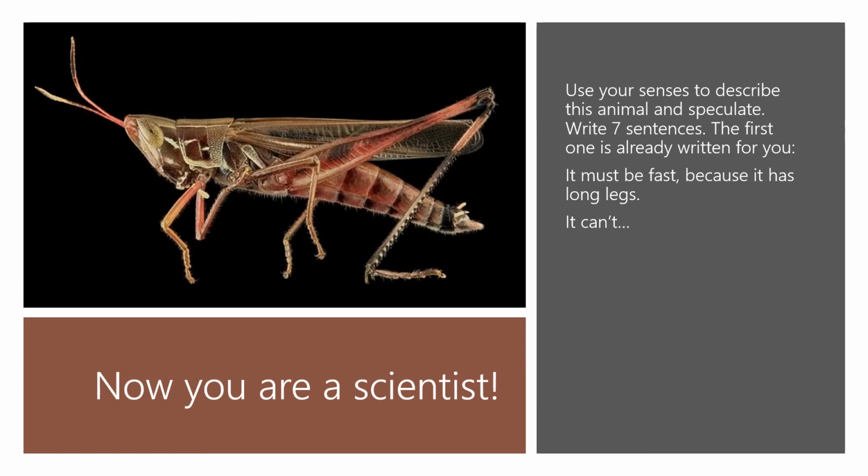Some more scientific work for you now, and this is your homework. What you have to do is analyze this animal that you can see. Use your senses to describe it and speculate. Write 7 sentences, and the first one is already written for you. It must be fast because it has long legs. It can't. Now please continue and speculate as much as you can and give plausible explanations. So stop the recording now and do your task.